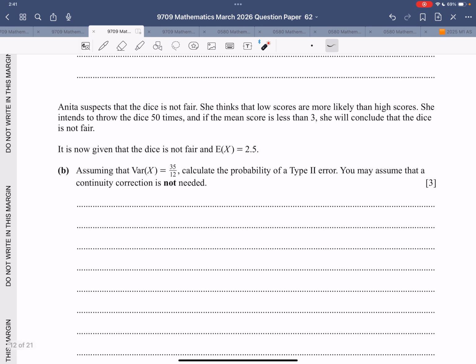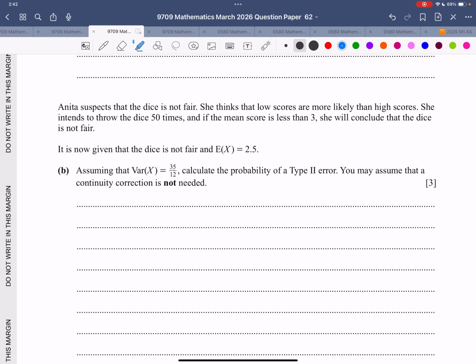Now another type 1, type 2 or hypothesis question. Anita suspects the dice is not fair. Now up till here you might think it's not equal to 1 over 6. She thinks that low scores are more likely to occur than high scores. She intends to throw the dice 50 times and if the mean score is less than 3, she will conclude that the dice is not fair.